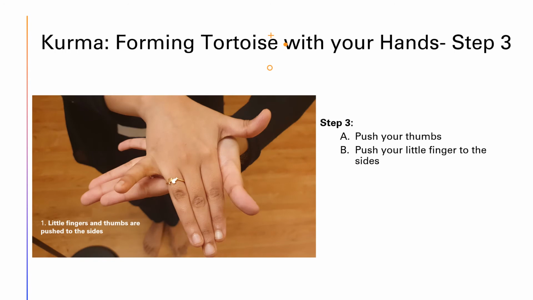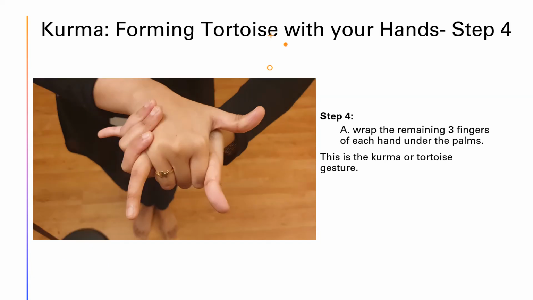Step 3 again has 2 parts. Step A is push your thumbs to the sideways and B is push your little finger to the sideways. You can see that in this image I have both the little fingers and the thumbs pushed sideways while the other 3 fingers are still all together. Step 4, wrap the remaining 3 fingers of each hand under your palm. There you have formed your kurma gesture. You can see from the image all the 3 fingers are wrapped around the palm and the thumbs and the little fingers are still standing out.